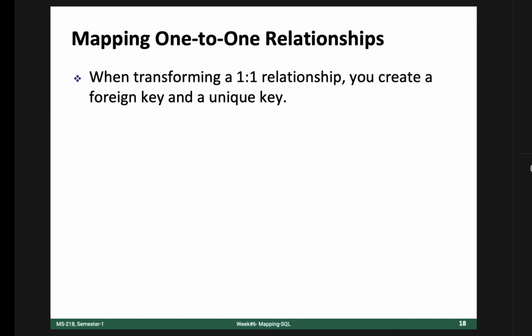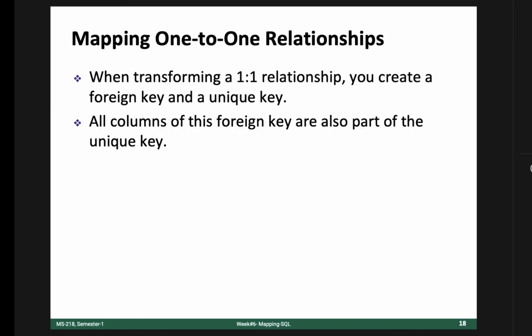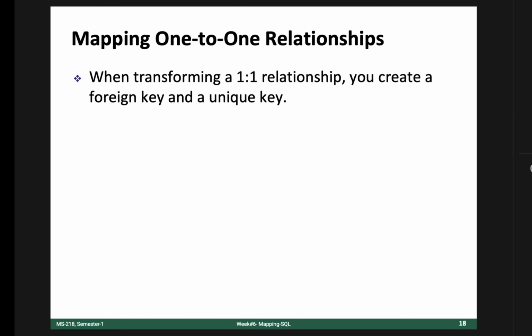So in a one-to-one relationship, you create a foreign key and a unique key. Can anyone tell why we are making this foreign key a unique key? In a one-to-one relationship, right? An example could be one country has one capital city, right? One capital. So why is it unique? Why are we making it so?